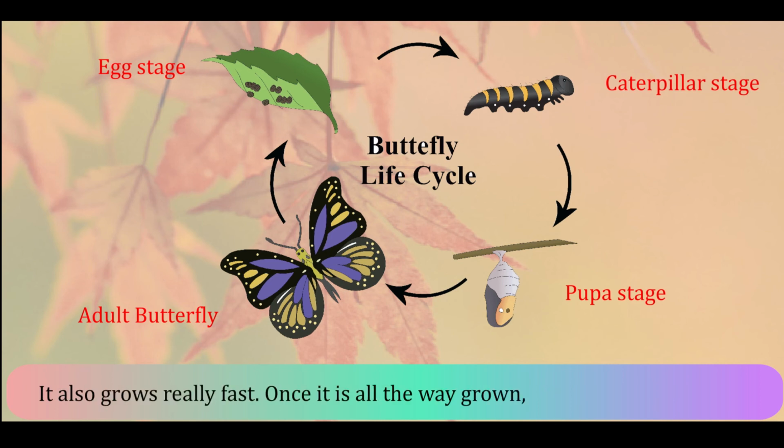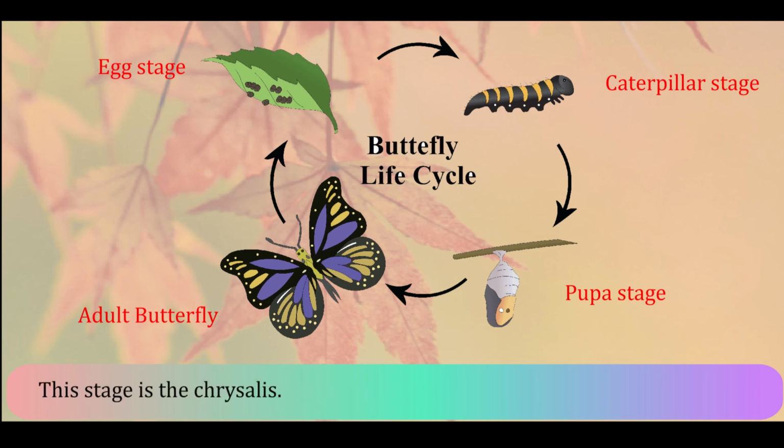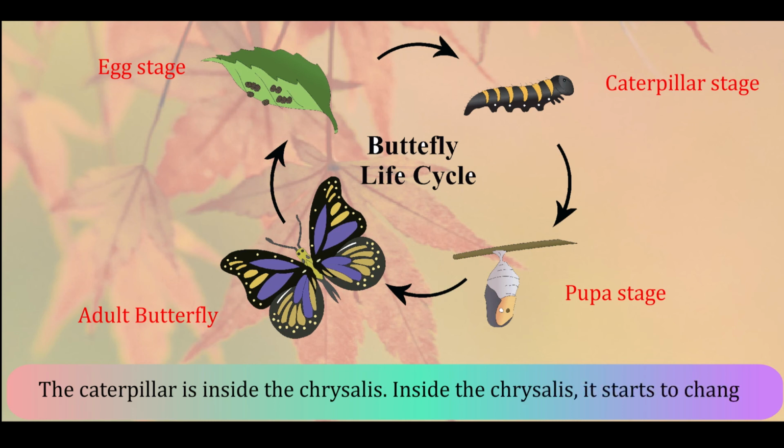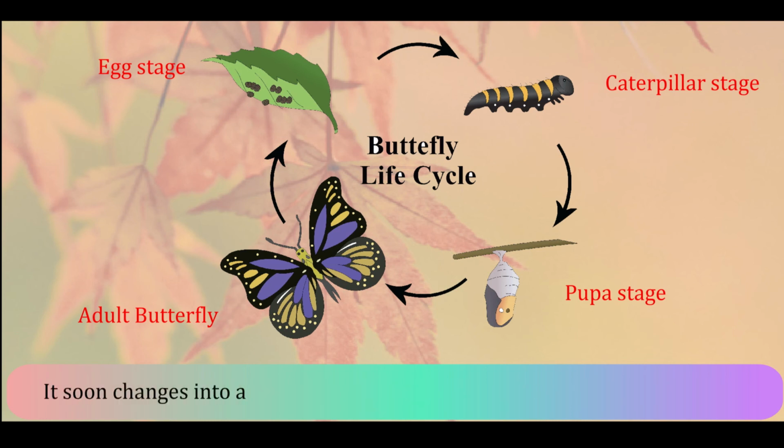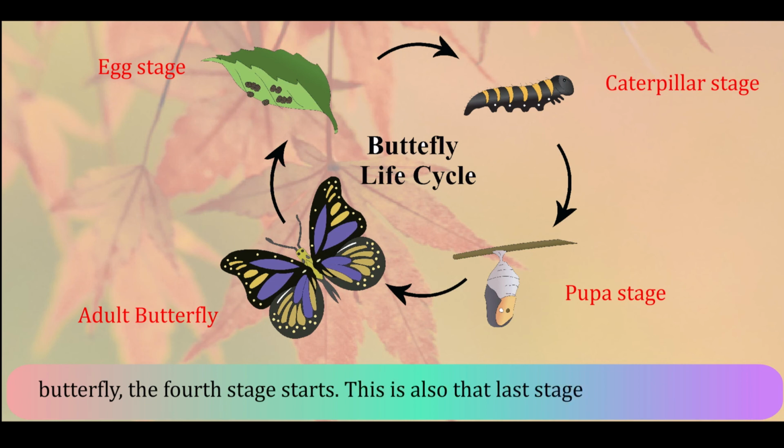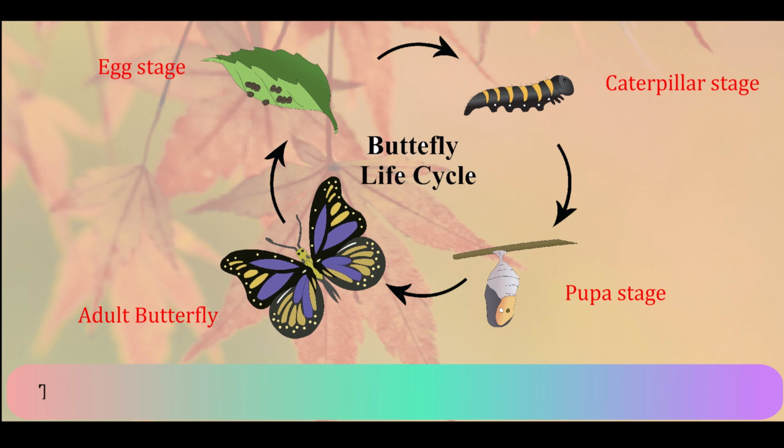Once it is all the way grown, the third stage starts. This stage is the chrysalis. The caterpillar makes a chrysalis. The caterpillar is inside the chrysalis. Inside the chrysalis, it starts to change. It soon changes into a butterfly. Once the caterpillar has changed into a butterfly, the fourth stage starts. This is also the last stage in the life cycle. The fourth stage is the butterfly.